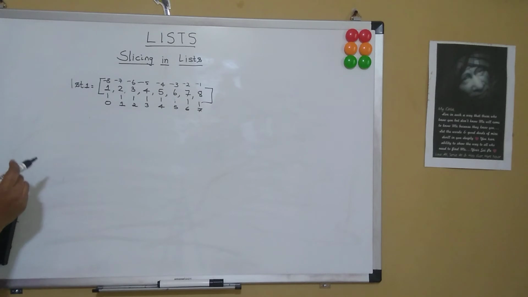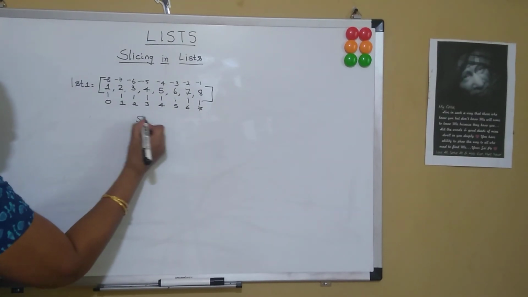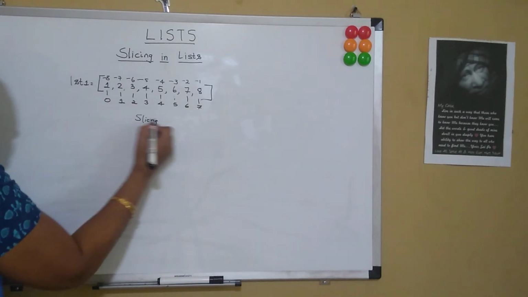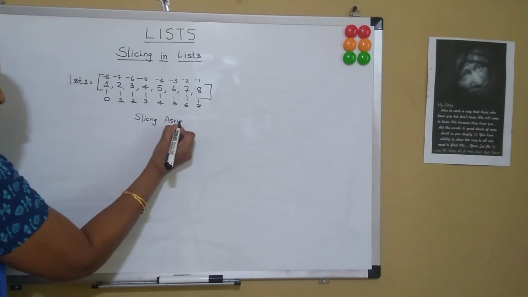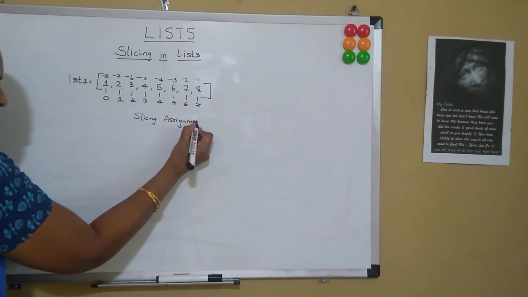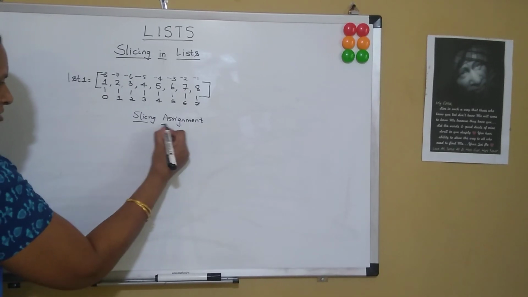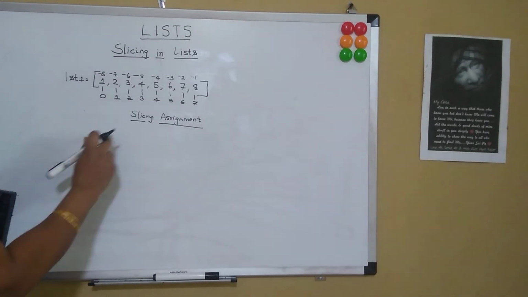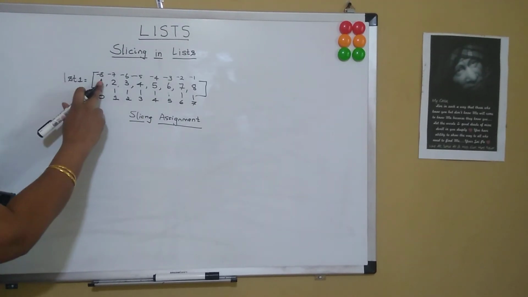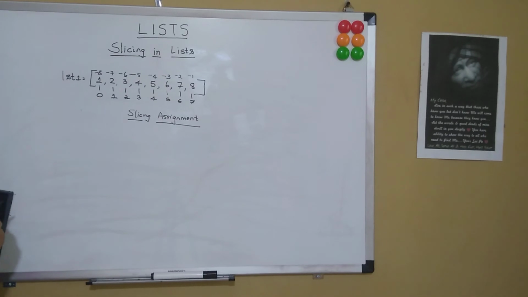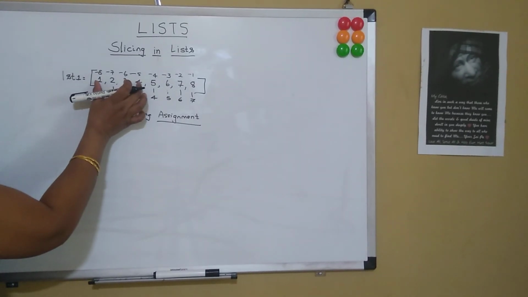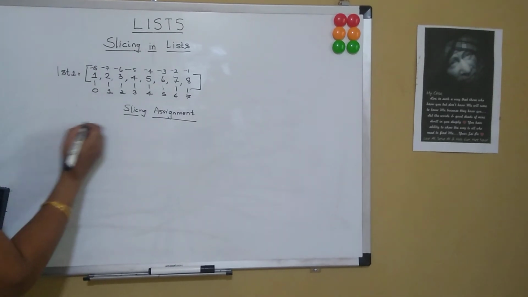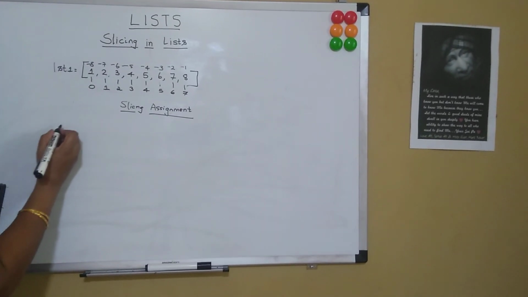Now one more example, let's consider slicing assignment. So let's consider another thing called slicing assignment. Suppose if we take indexing assignment, only one item can be changed at one particular time. Now if we want to change a group of items at a particular time, we go in for slicing assignment.